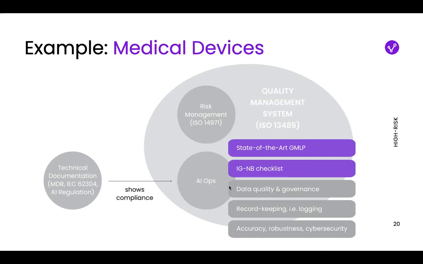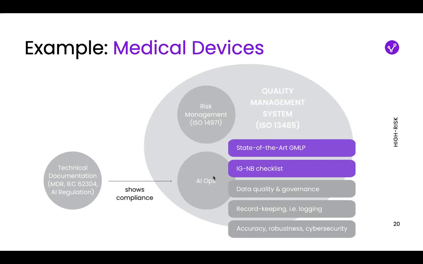And then, as far as the AI ops go, for the medical device industry you now have to comply with all these quality requirements that we talked about before, as well as the already existing quality requirements that are shown in purple. That's basically state-of-the-art good machine learning practices, which is one of these requirements already in place for medical devices, as well as the so-called IGNB checklist, which is something that I'm not going to explain now, which is not important if you're not from the medical device industry. And if you are, you know what I'm talking about.